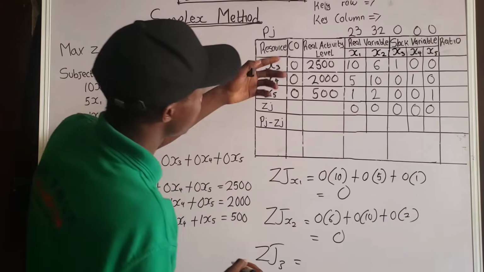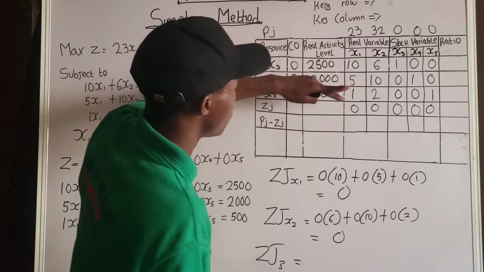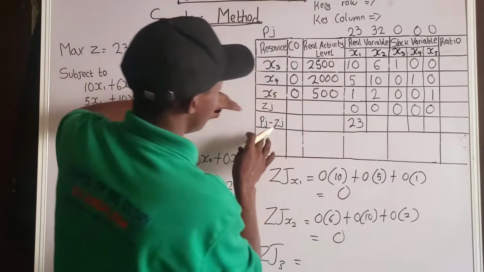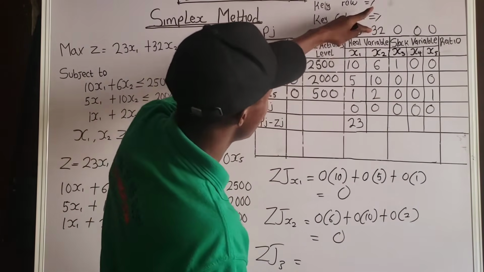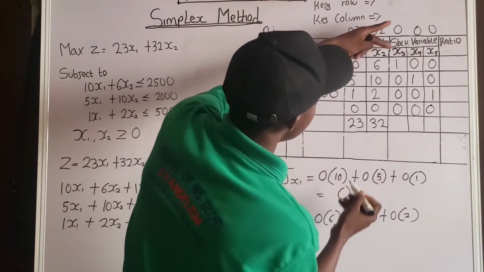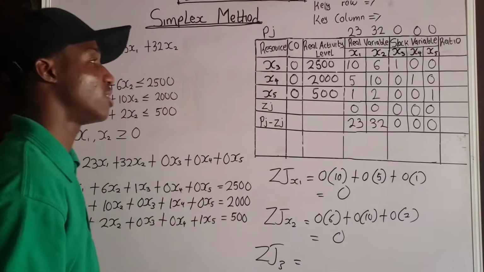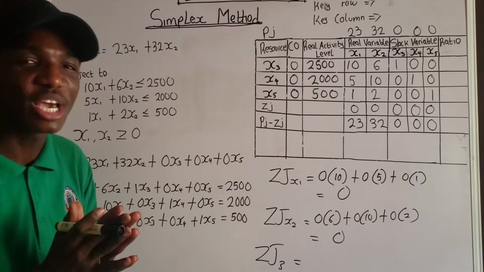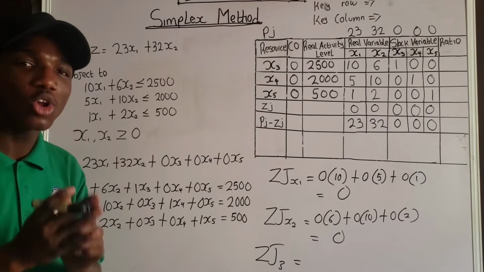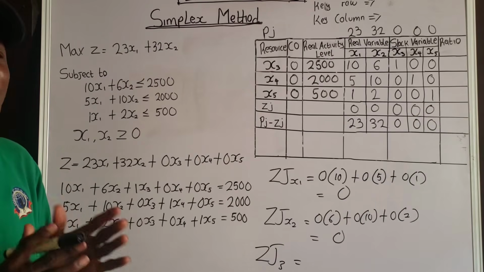Now let's calculate the value of pj minus zj. Pj is 23, zj is 0. So this will be 23 minus 0, that is 23. For x2, 32 minus 0 is 32. For x3, 0 minus 0, for x4, for x5, that is 0. The pj minus zj will tell us the key column element. The column to which the highest value of pj minus zj belongs will be our key column element.